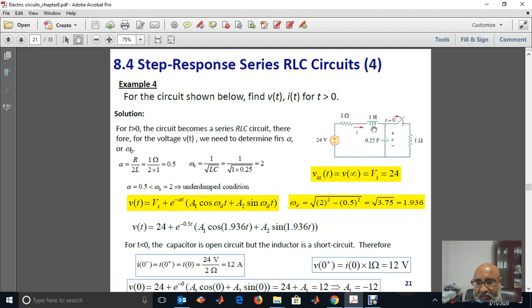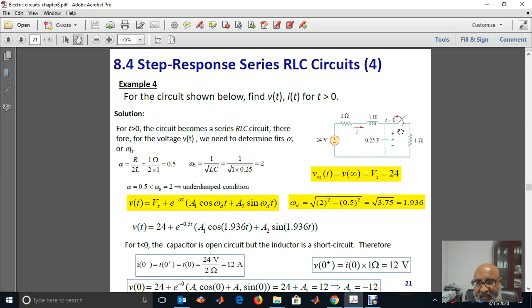Let's have this circuit. For this circuit, determine the voltage V of t and I of t for t greater than 0. Now, for t less than 0, the switch was closed. The switch was closed means the inductor and the capacitor are in a steady state. So the inductor is short circuit, the capacitor is open circuit. So we will have a 1 ohm and 1 ohm resistor in series with a 24 volt source voltage.